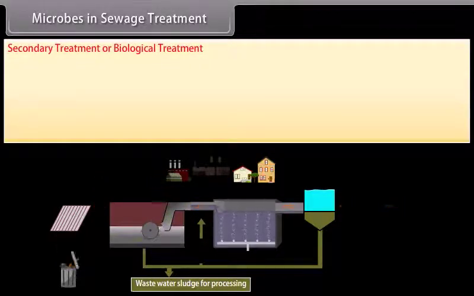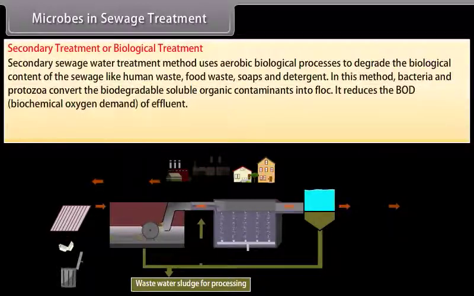Secondary treatment or biological treatment. The secondary sewage water treatment method uses an aerobic biological process to degrade the biological content of the sewage like human waste, food waste, soaps and detergent. In this method, bacteria and protozoa convert the biodegradable soluble organic contaminants into floc. It reduces the BOD, that is, the biochemical oxygen demand of the effluent.